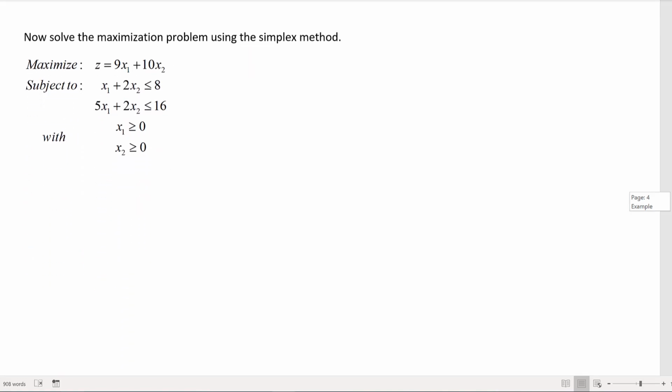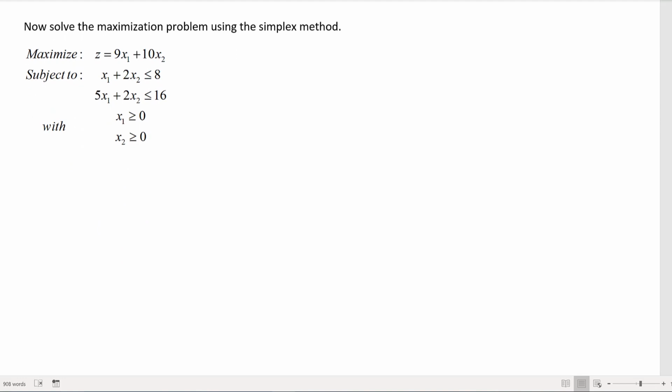The next thing we're going to do is take that maximization problem and actually solve it using the simplex method. And hopefully our answers are going to be the same answers we found when we did it graphically.